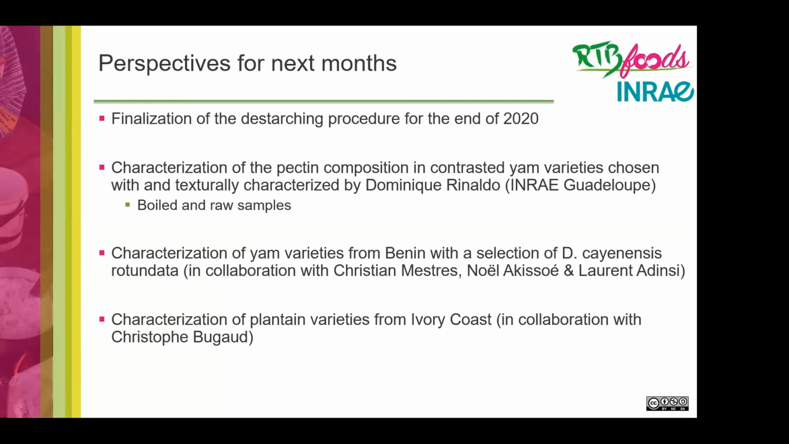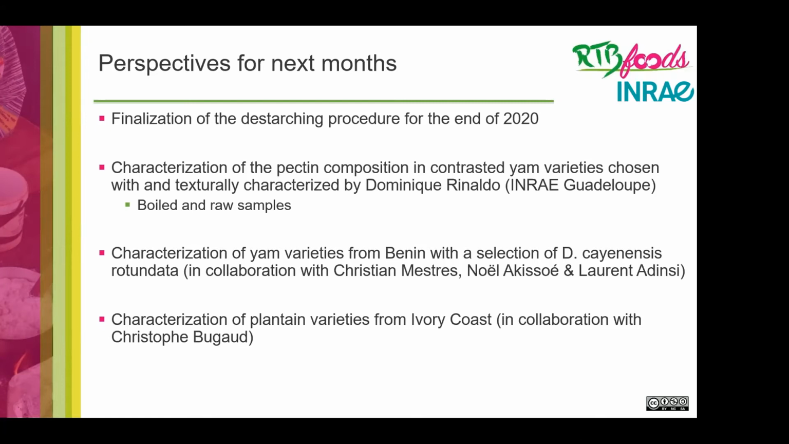Therefore, our perspectives for next month and next year are the finalization of a destarching procedure, which needs to work for all varieties of yams. That's why we are working both on Ghana, which is a commercial yam that we have widely available, but also on Pectin, because we know that we had some difficulties with this variety in the past. And then we will move on to producing knowledge about the composition of these foods.